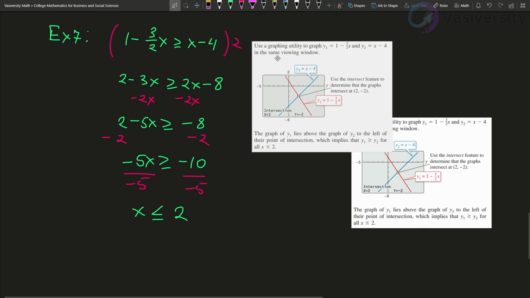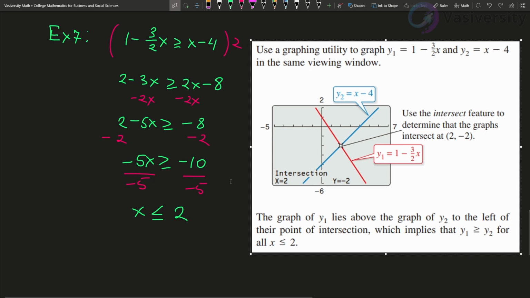Here we have the graphical utilities, and one of the utilities you can use in general for any math class is desmos.com, where you can actually graph all of the inequalities and all of the functions that you're dealing with. So using the graphing calculators, y1 and y2 are given here, and we can take a look at this.